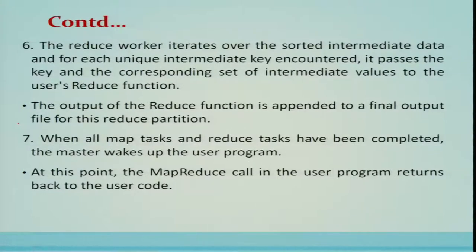The sixth step says that the reduce worker iterates over the sorted intermediate data, and for each unique intermediate key encountered, it passes the key and the corresponding set of intermediate values to the user's reduce function. The output of the reduce function is appended to the output file for this reduce partition. When all the map tasks and reduce tasks have been completed, the master wakes up the user program. At this point, the MapReduce call in the user program returns back to the user code.